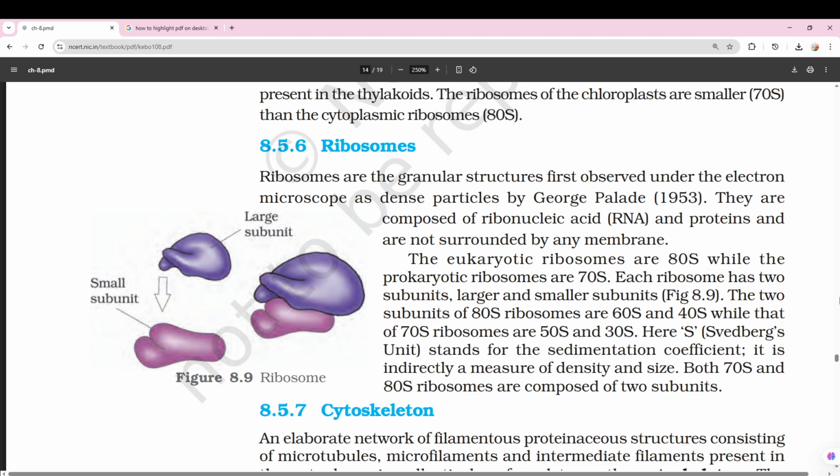The two subunits of 80S are 60S and 40S, while those of 70S are 50S and 30S. The S in Svedberg's unit stands for the sedimentation coefficient. It is indirectly a measure of density and size. Both 70S and 80S are composed of two subunits. This is the ribosome: large subunit, small subunit.